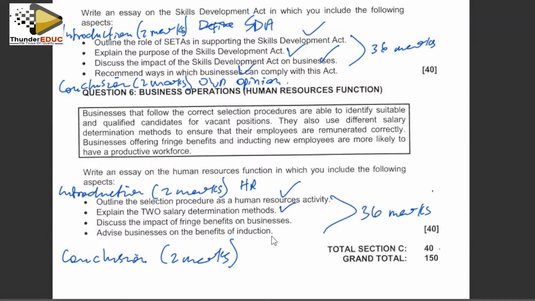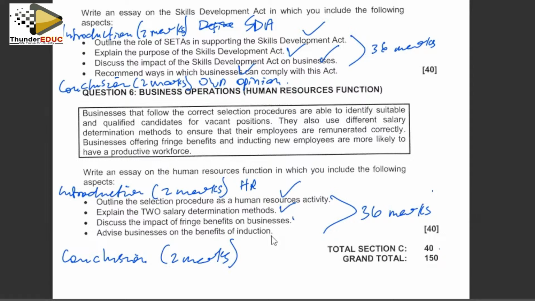So now let's check 2 salary determination methods. The 2 salary determination methods that we have in this regard are the piecemeal salary determination method and the time-related salary determination method. Under piecemeal, an employee is compensated or remunerated based on the number of units produced, while under time-related, the employee is rewarded or remunerated based on the hours that are spent at the workplace. Okay, right.